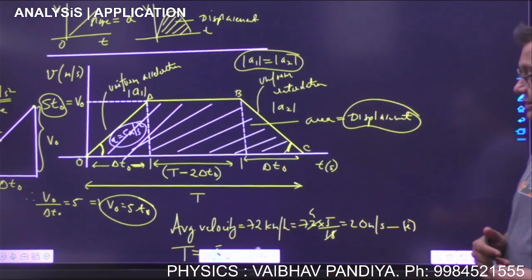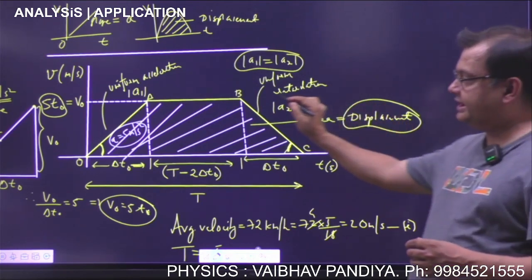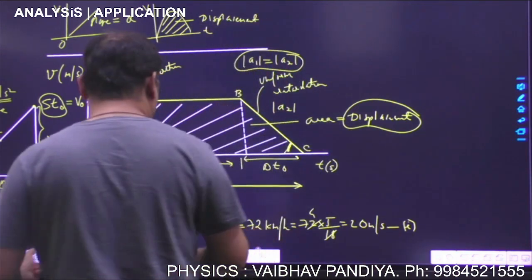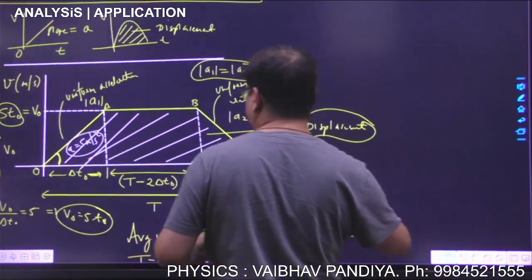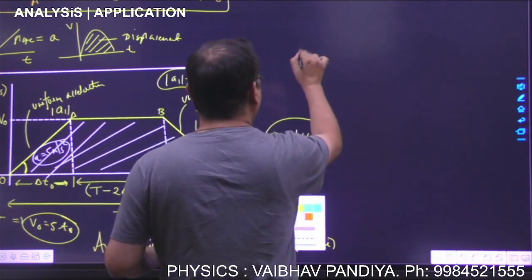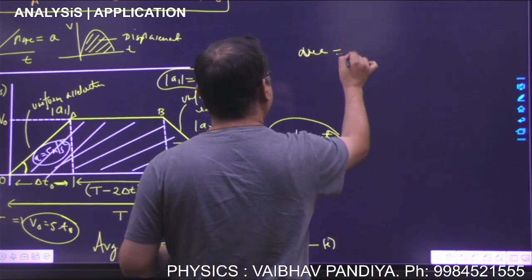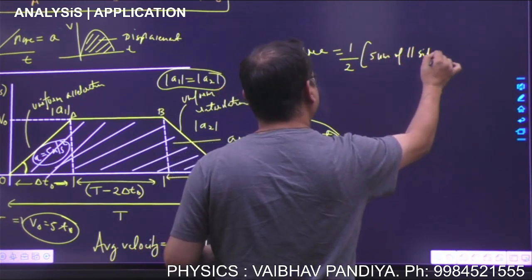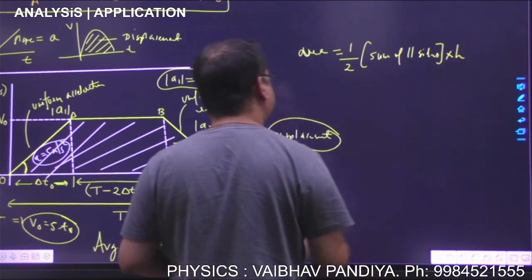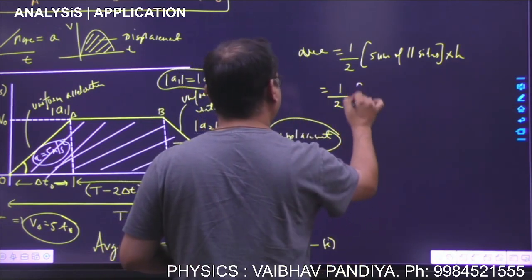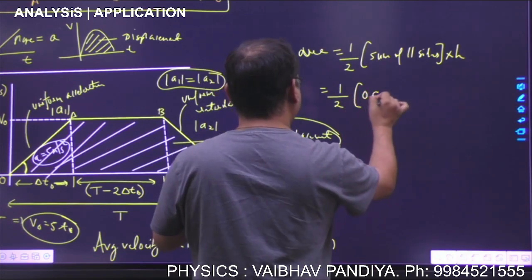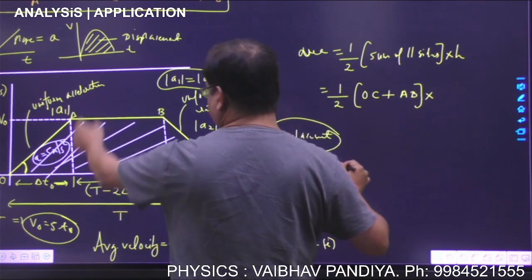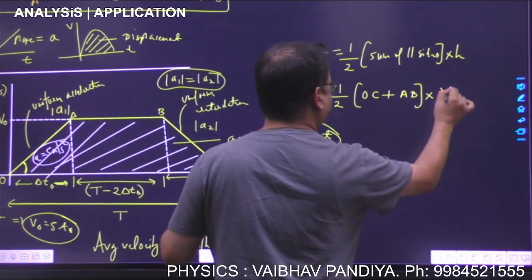So now what is the skill we need to employ? Find the area of this figure trapezium and make it equal to 500 meter, because the area will give you the displacement. And we know the area of trapezium is half the sum of parallel sides multiplied by the height, that is the perpendicular distance between the parallel sides. So you'll get half. This side is your OC, this side is AB. These are the parallel sides multiplied by the height, that is how much? You can take this height, which is equal to V naught.